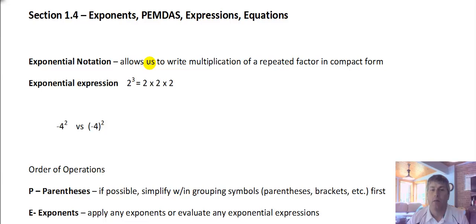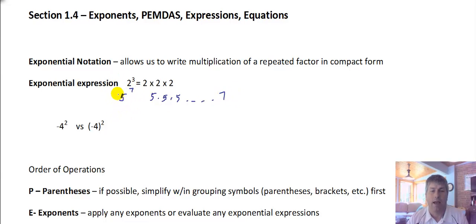allows us to write multiplication of a repeated factor or factors in a compact form. So the exponential expression 2 cubed really represents 2 times 2 times 2. So 2 multiplied 3 times in a row. Okay, and we could have 5 raised to the 7th power, which is 5 times 5 times 5, 7 times.